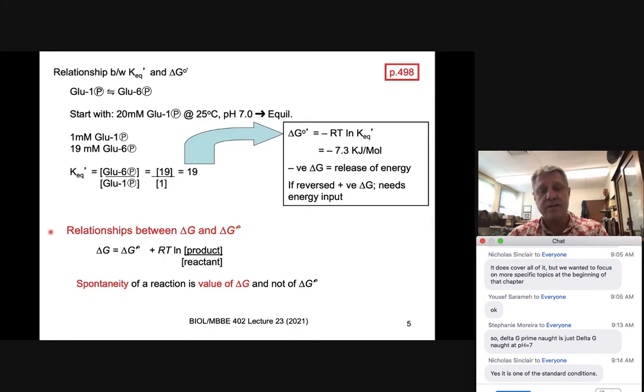Now, let's look at the issue of the reaction itself between delta G and delta G prime 0. And again, we've seen this equation before. The spontaneity of the reaction is determined by the value of the delta G component, not that of the delta G prime 0. So we can rearrange this equation and see what that particular value is going to be in regards to whether it will move forward or not, given the analysis at equilibrium. Okay.